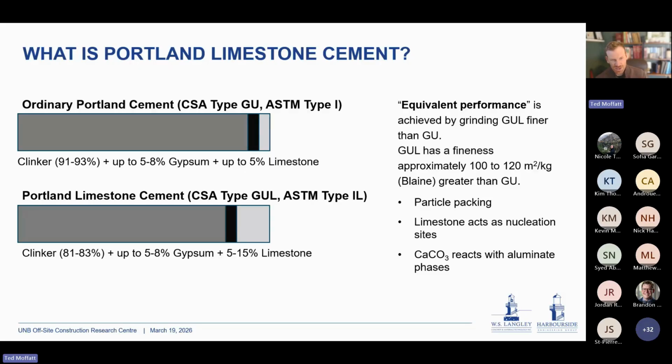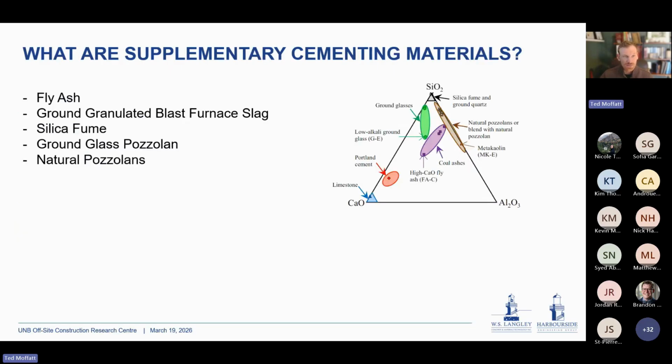Even though you're increasing your limestone content, limestone is traditionally considered an inert material. You achieve equivalent performance since Portland limestone cement is ground slightly finer than ordinary Portland cement, and it also produces effects like particle packing and nucleation sites. Calcium carbonate also reacts with aluminate phases to produce performance equivalent to ordinary Portland cement.